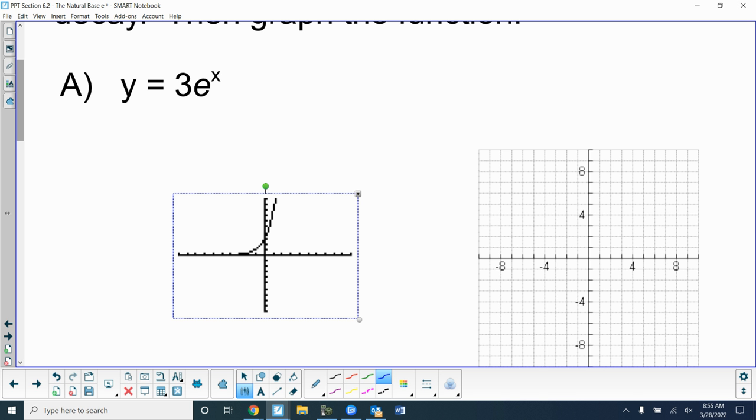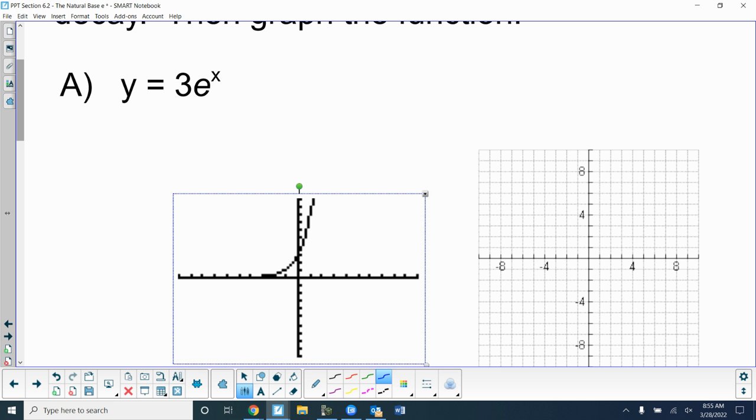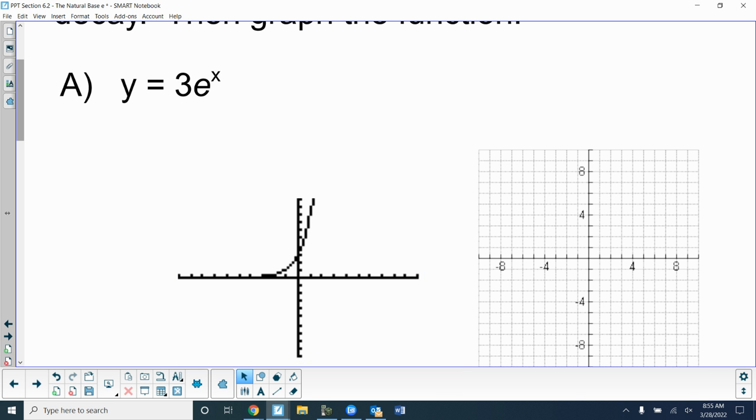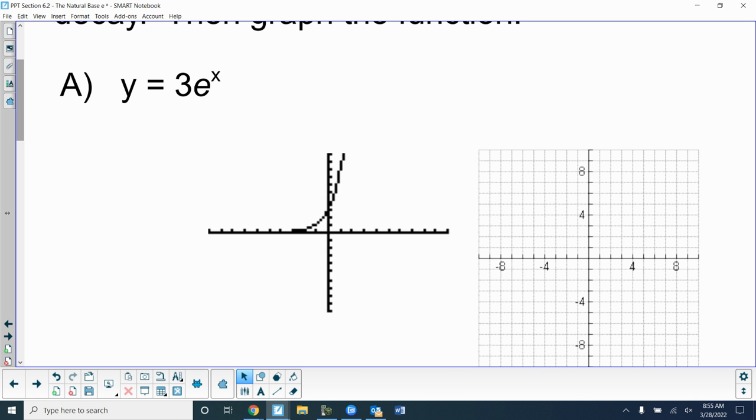Y equals. Okay, so again, go to your y equals. Anybody having issues with that? You can look at your table of values if you want. Okay. Anybody have a problem with that one? No. Okay.